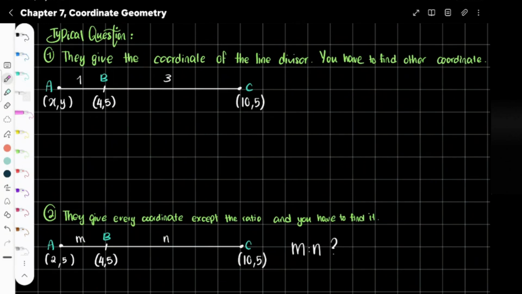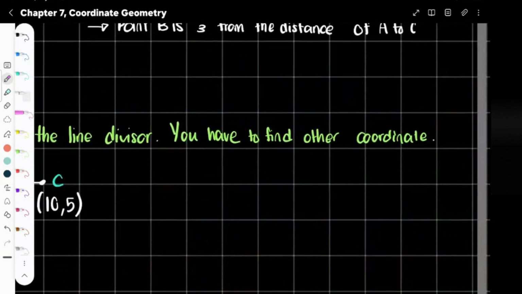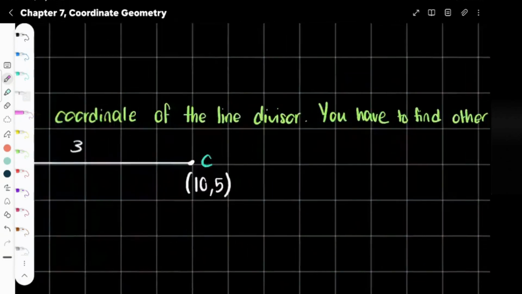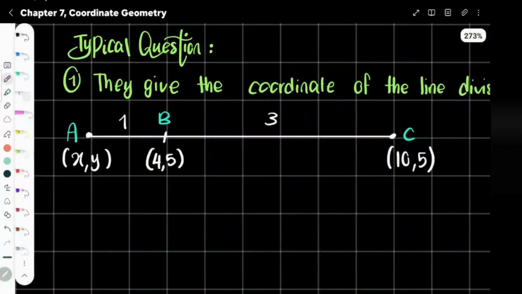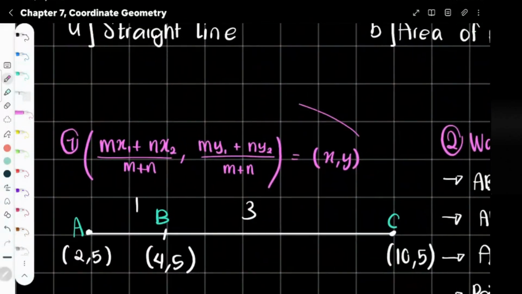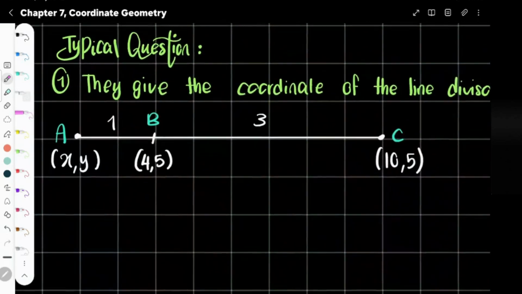Okay. Now they give the coordinate of the line divisor, and you have to find the other coordinate. What I mean by that is, there are three coordinates, but they give you the middle one, and they didn't give you the outer one. So you have to use the only formula that you know, which is this formula. This formula is for the coordinate of a midpoint. Not midpoint exactly, because sometimes it's not the middle. It will be dividing the line. So this is the formula. You have to use this formula and compare with this one here.